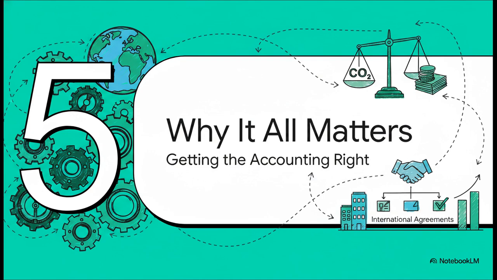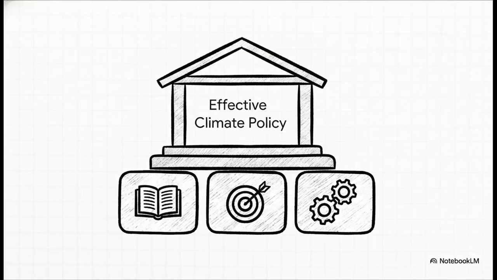So why do we go through all this trouble? Why does this complicated system of measuring and double-checking even matter? Well, because pretty much everything we're doing to tackle climate change, from the big international agreements like the Paris Accord all the way down to a company's sustainability goals, it all hinges on getting the accounting right. And it all comes down to three core principles.